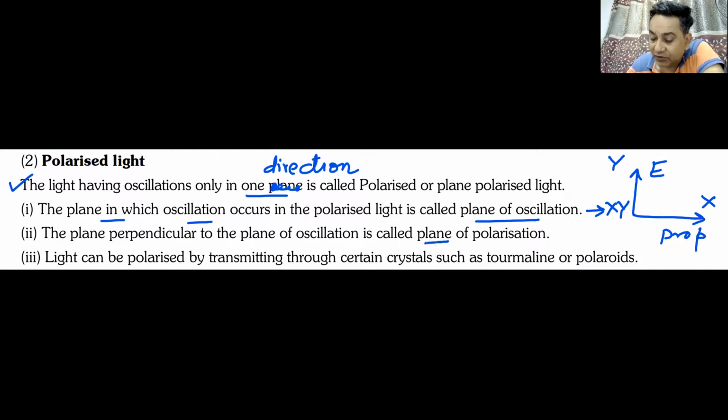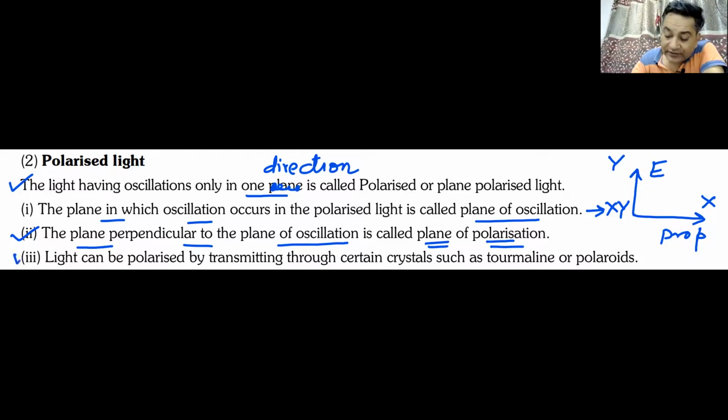Then there is something known as the plane of polarization. This is the plane which is perpendicular to the plane of oscillation. So the xy plane is your plane of oscillation. Any plane which is perpendicular to it, the yz plane, will be known as your plane of polarization. Do we understand this? Yes, sir.